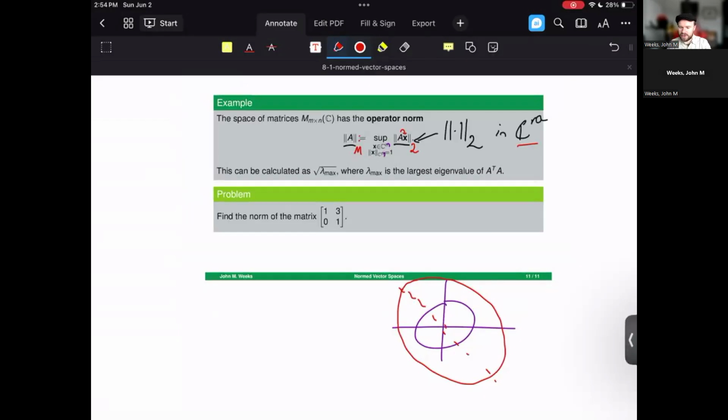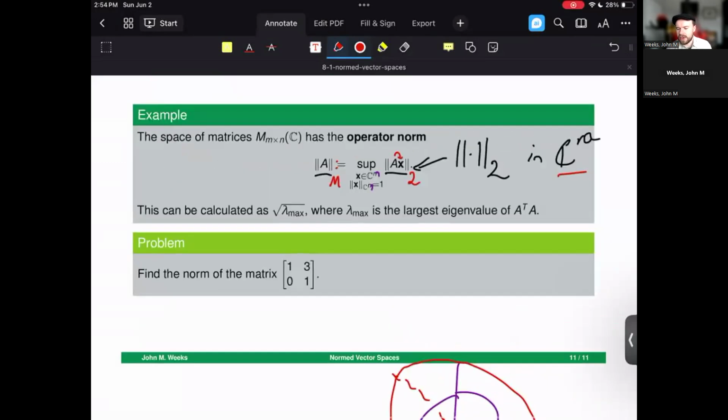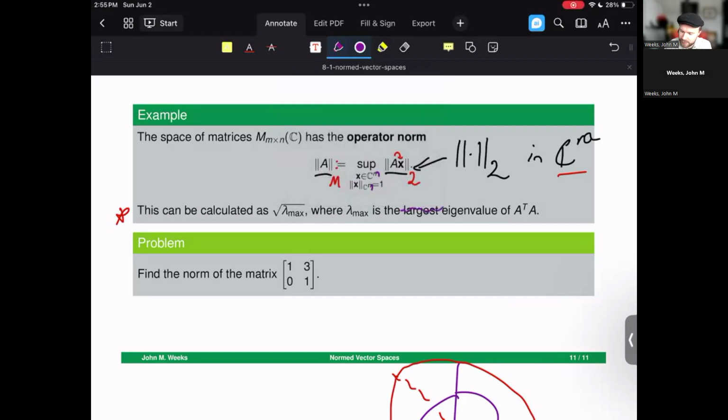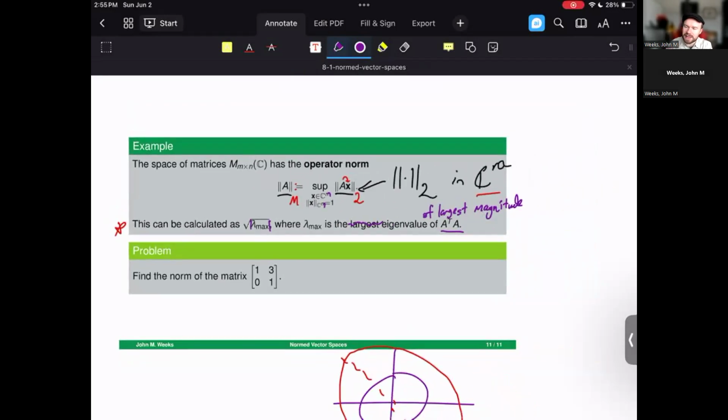So let's take a look at what the norm is going to be. Now, you might be surprised because you might think, okay, well, it's just going to be the largest eigenvalue of the matrix A. But there's a little bit of a distinction here, which says that this needs to be the square root of the eigenvalue of largest magnitude of the matrix A transpose times A. In particular, the largest magnitude here that I mean is that you need to sometimes take a negative eigenvalue in order to make this work.